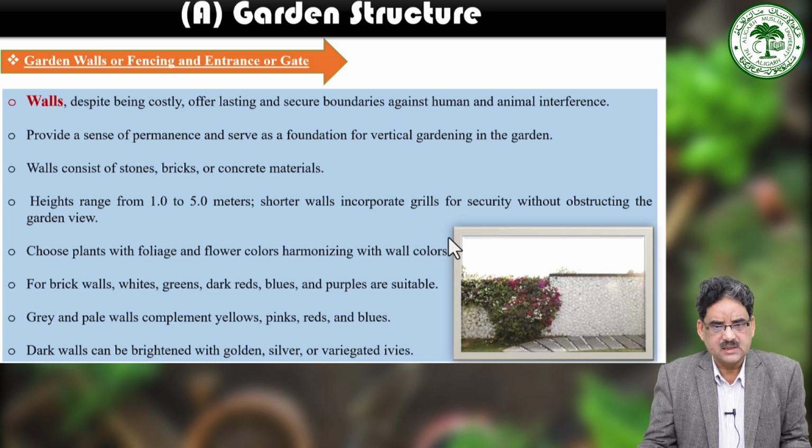While choosing the plants, the color of the foliage and flowers should be in harmony with the color of the walls. Brick walls harmonize well with whites, greens, dark reds, blues and purples. Grey and pale walls are the best against yellows, pinks, reds and blues, and dark and gloomy walls may be lightened with golden, silver or variegated ivies.